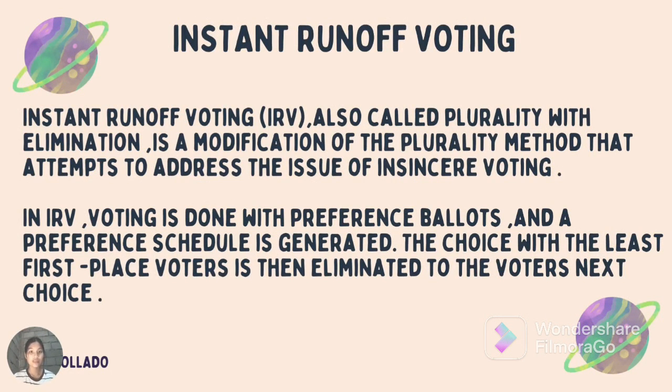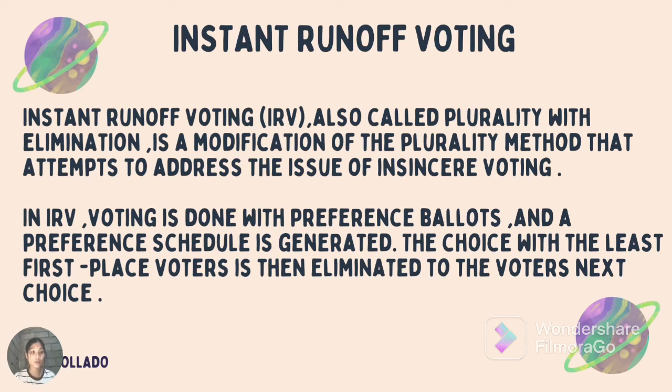The topic we'll discuss today is all about instant runoff voting. So what is instant runoff voting? In instant runoff voting, the choice with the least first place votes is eliminated and those votes go to the voter's next choice. So, ibig sabihin yung may pinakamababang votes, siya yung ma-eliminate o matatanggal. Diba? Kung sino may pinakamababang points, siya yung matatanggal.